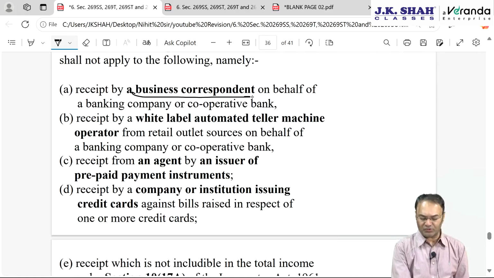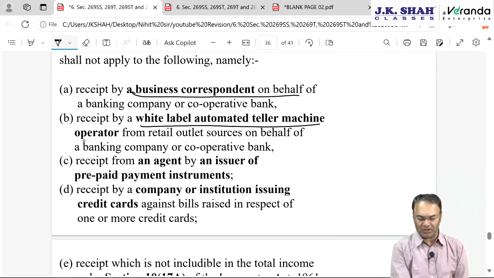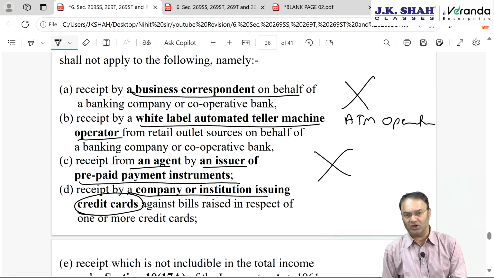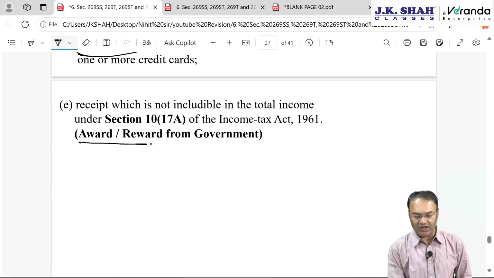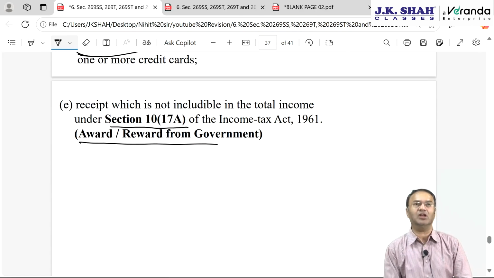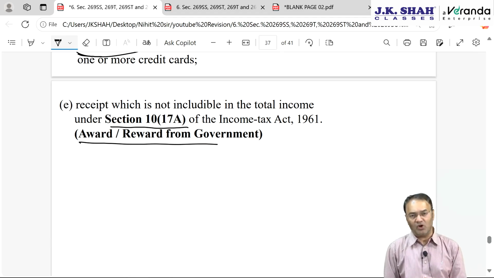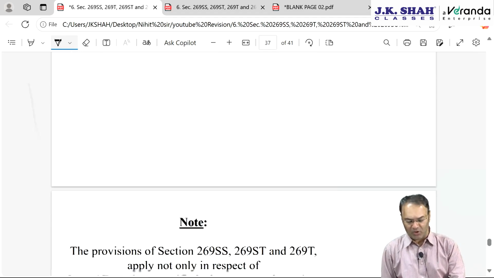Okay, or business correspondent of a bank, white label automated teller machine operator, ATM operator, agent or issuer of prepaid payment instrument, all these exceptions are totally unimportant, or any company or institution issuing credit cards. You can ignore them, these are not to be studied. And any receipt of award or reward from government which is exempt under 10(17A), any kind of reward, Padma Bhushan, Bharat Bhushan, Ramon Magsaysay, Jagdish Chandra Bose award, whatever award, or any kind of bravery or gallantry award from government.